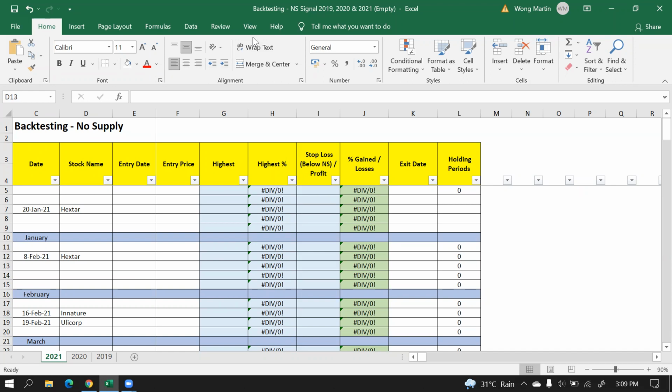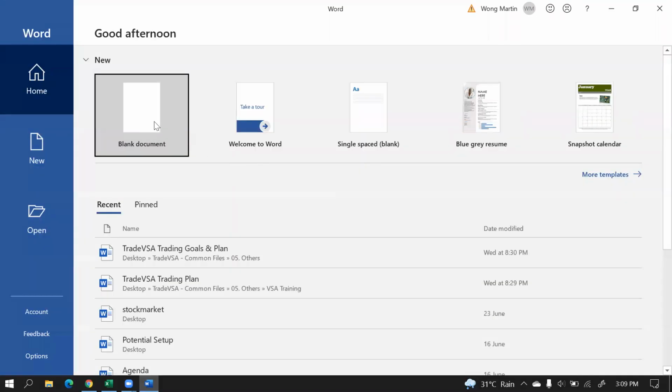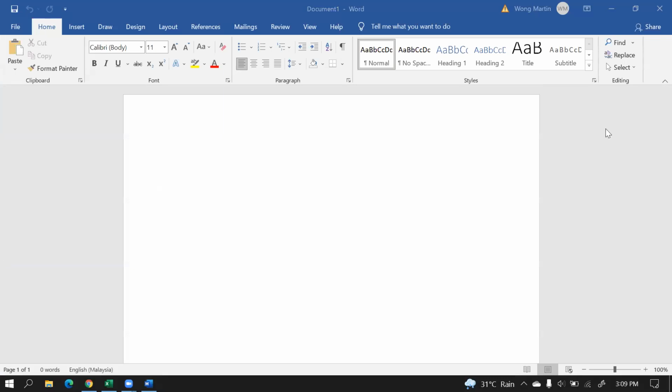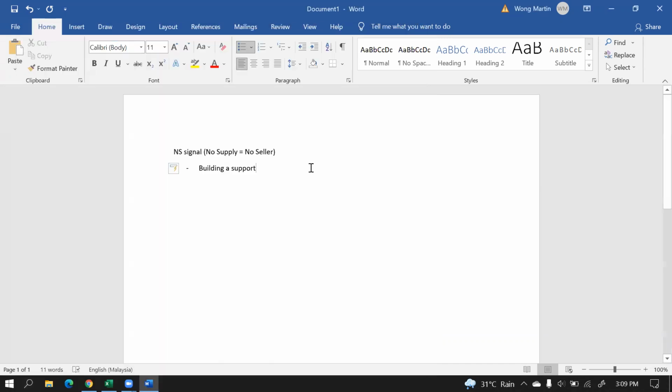So let me explain why NS. Hopefully by now you know what NS is. NS signal means no supply. No supply equals no seller. Whenever we say no supply, no seller, it means this area is building a support. Hopefully by now, members, you know what no supply is. So whenever there's NS, there's a chance for the stock to build a support.